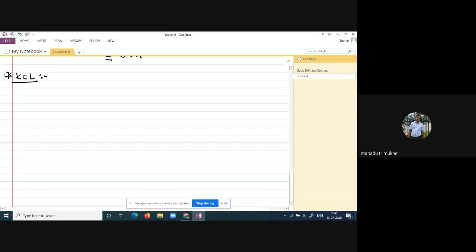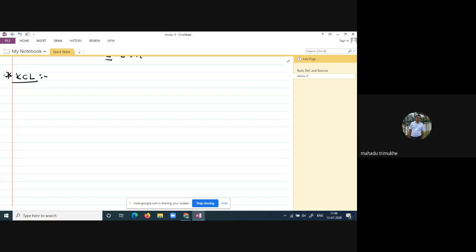What is KCL? KCL is nothing but the algebraic sum of all the currents entering at a node is 0. Algebraic sum of all the currents entering at the node is 0. In KCL, there is a sign.